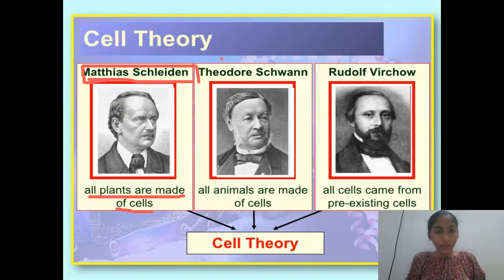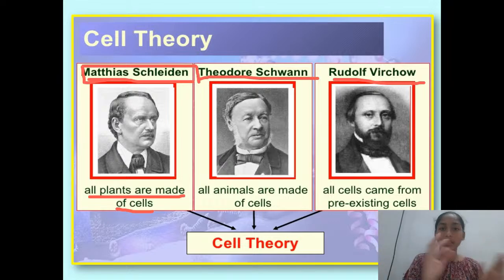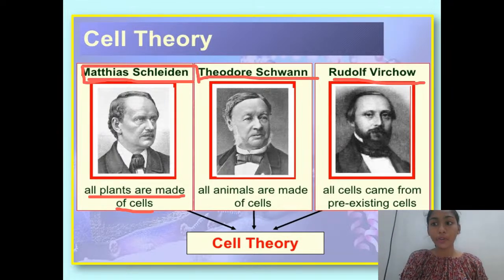Okay, now getting back to the topic. Theodor Schwann discovered the animal cells. Rudolf Virchow is another scientist who stated that all cells came from pre-existing cells. Then you might have the doubt that if a cell came from another cell, where did the very first cell come from? So the answer is, even I don't know.